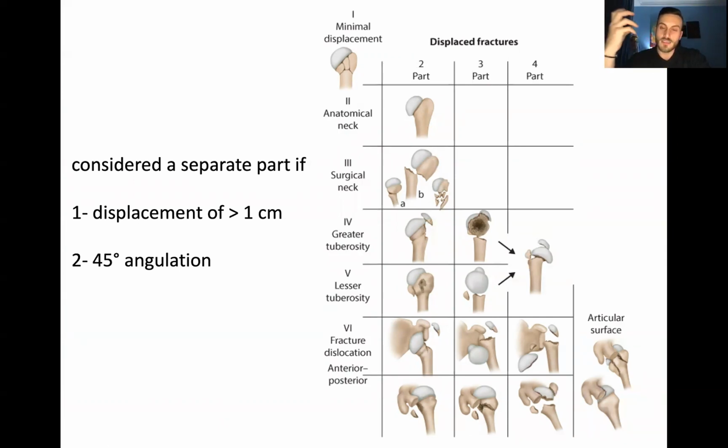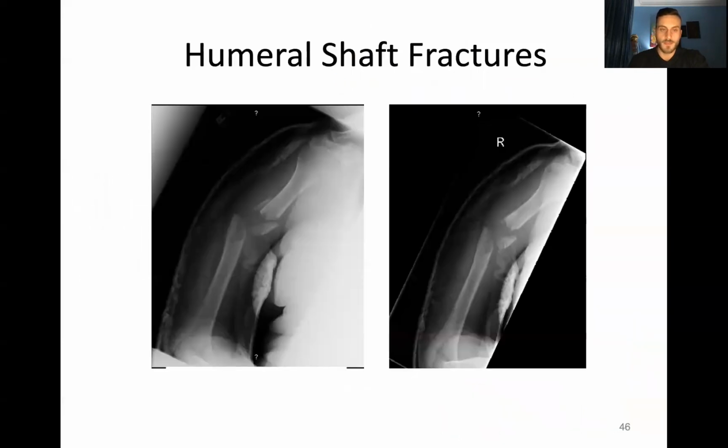But Neer did not consider any piece as a part unless it was displaced more than 1 centimeter and was angulated 45 degrees. So to consider a part, we have to have these two prerequisites.